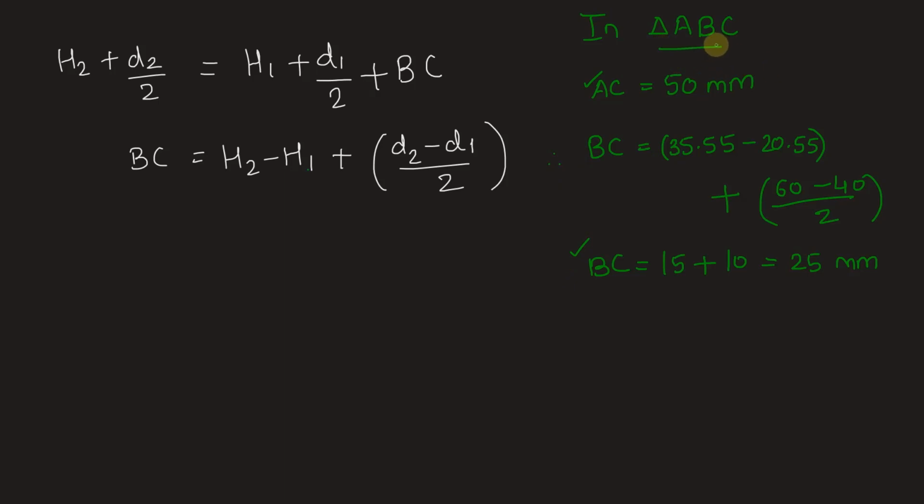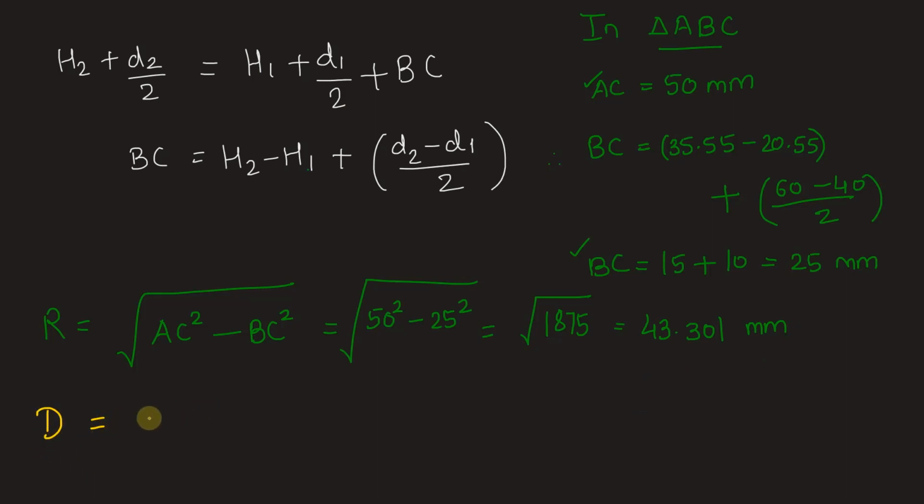This is a right angle triangle. We can find out its base, which was R. So finally R will be equal to root over hypotenuse square, that is AC square, minus height square, which is BC square. Let's substitute and find it out. Under root 50 square minus 25 square. This is nothing but under root 1875, which is 43.301 millimeters.